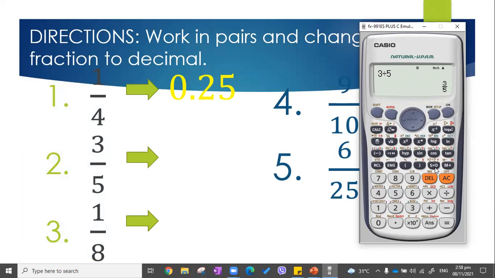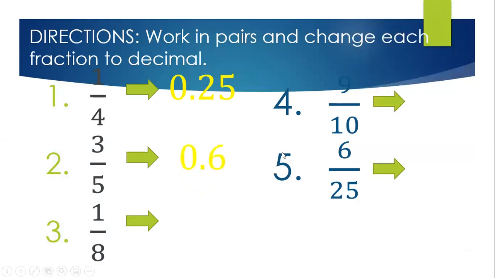Change natin to decimal. So 3 over 5, or 3 divided by 5, is 0.6. 1 over 8, 1 divided by 8, is 0.125. 9 over 10 is 0.9. And lastly, 6 over 25, or 6 divided by 25, is 0.24. So what's the importance of recalling this transformation? Gagamitin natin siya mamaya sa pag-compute ng simple interest and future value.